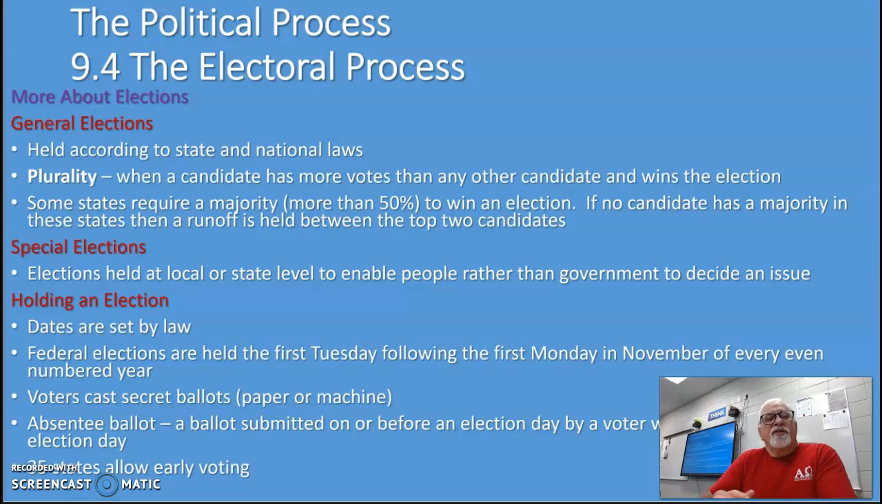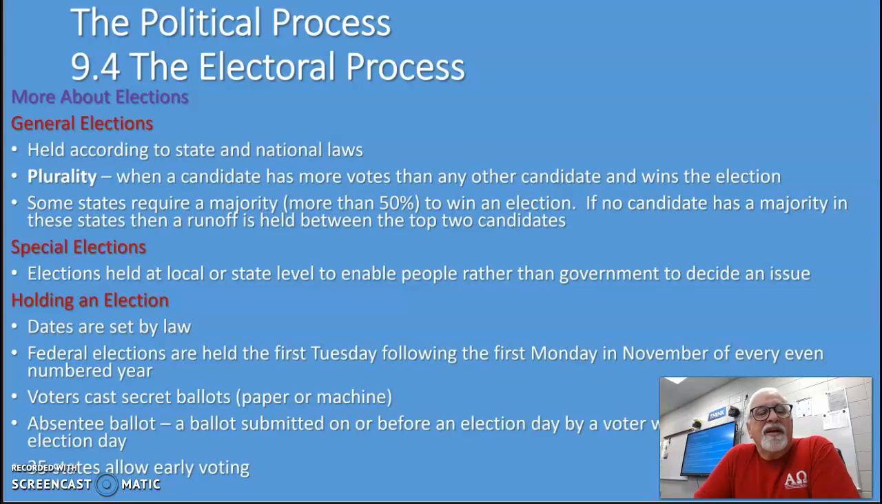General elections are held according to state and national laws. Plurality means a person receives more than any other candidate and wins the election. But if there are three or four candidates running, you may receive a plurality and not receive a majority. And some states require a majority, that is more than 50%. You have to receive more than 50% of the vote to win an election. And if no candidate has a majority, they may require a state runoff.